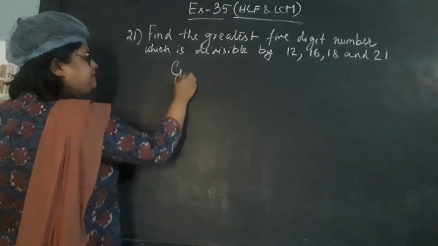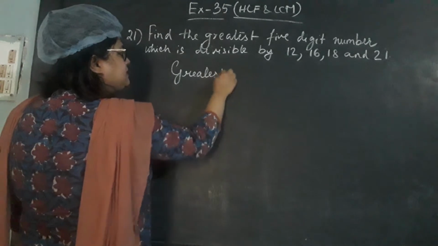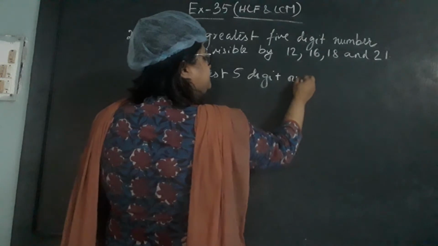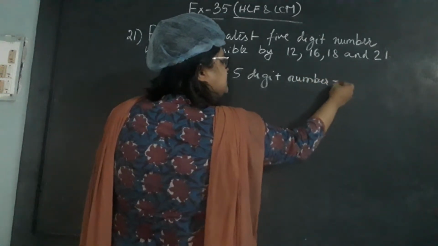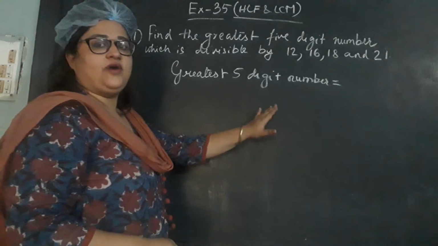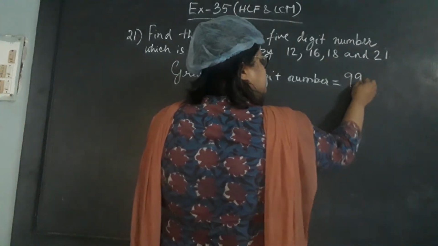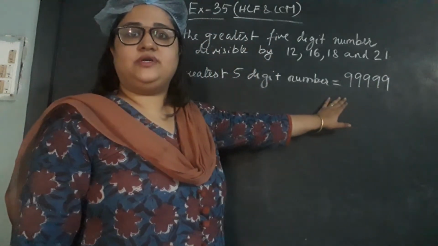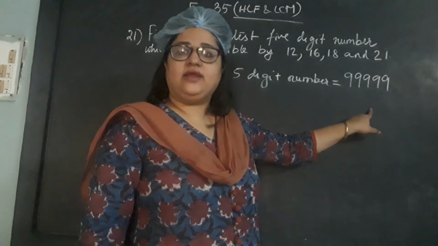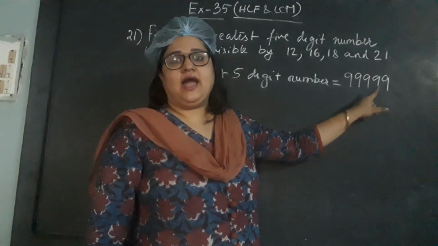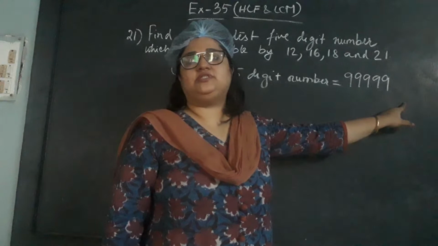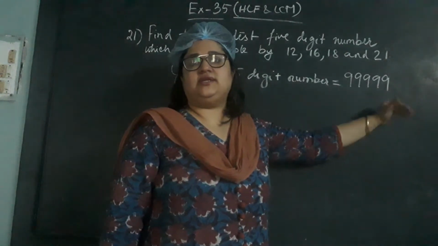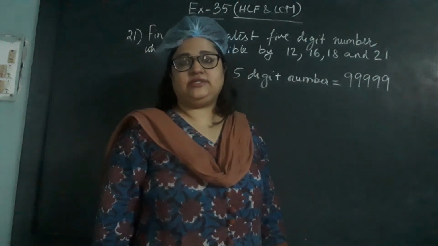First we will write that. The greatest 5-digit number is equal to all 5 nines you have to write, because this is not only a 5-digit number, but it is also the greatest 5-digit number. And if you add 1 to it, it becomes the lowest 6-digit number. Because if it is the greatest 5-digit, the next number will be the 6-digit number.